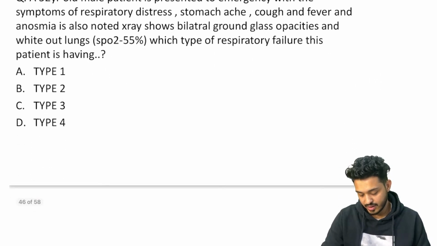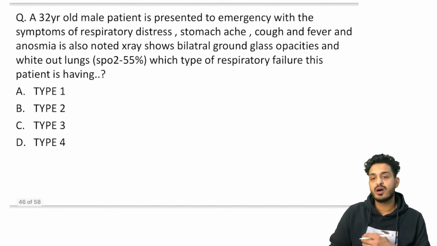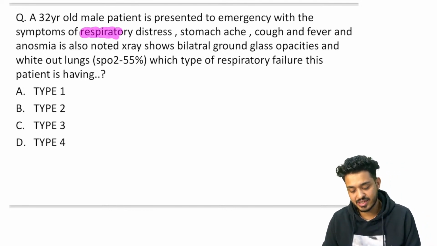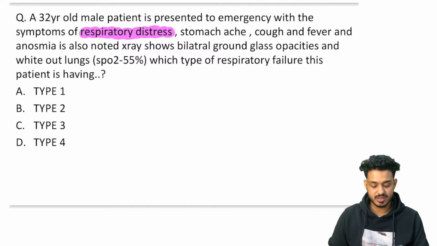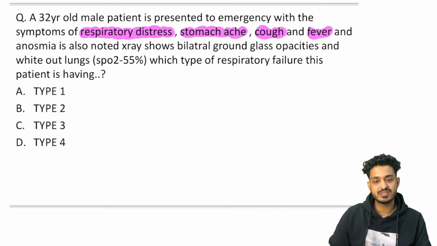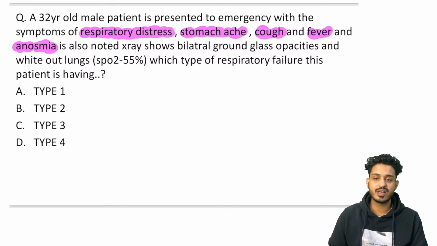Now we are having a question from the pulmo part. A 32-year-old male patient is presented to emergency with symptoms of respiratory distress. So stomach ache is there, पेट में दर्द है. Cough is there. He is coming to you, you are the doctor, right? Cough is there. Fever is there. Anosmia is there. What is that? Anosmia. सुना सुना लग रहा है, right?